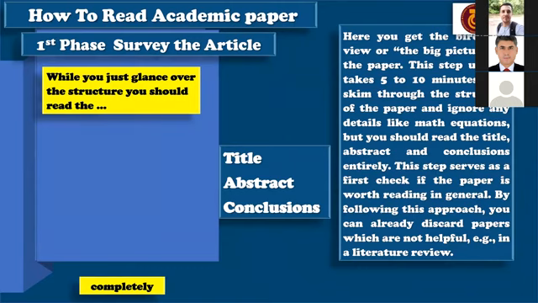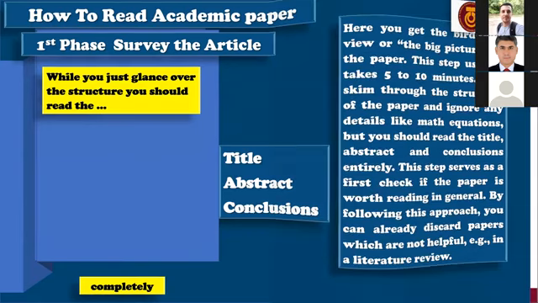This step usually takes 5 to 10 minutes. We skim through the structure of the paper and ignore details like math equations, but you should read the title, abstract, and conclusion thoroughly. This step is very important. If by reading the title and abstract you understand the article, and you need this article, you can go to the other steps. If you don't need this article, you don't need to go to the other steps.